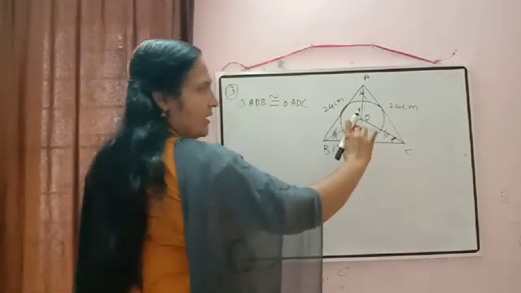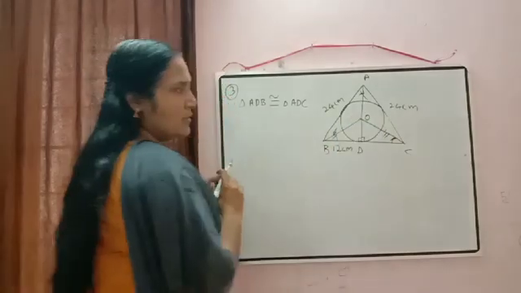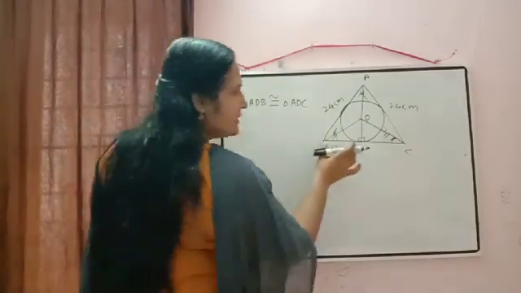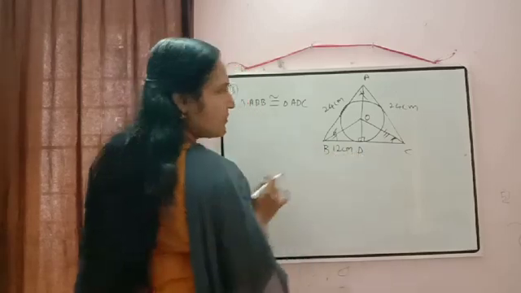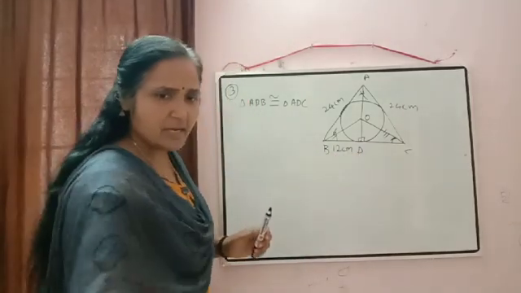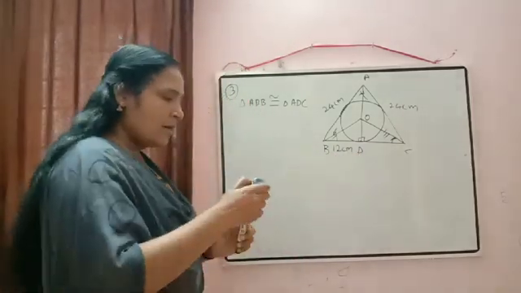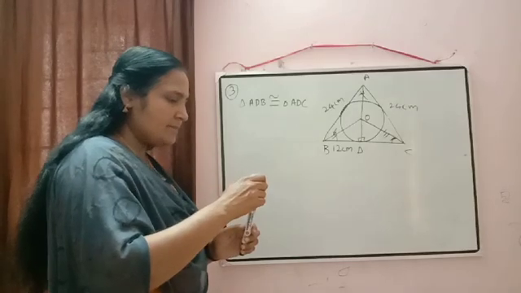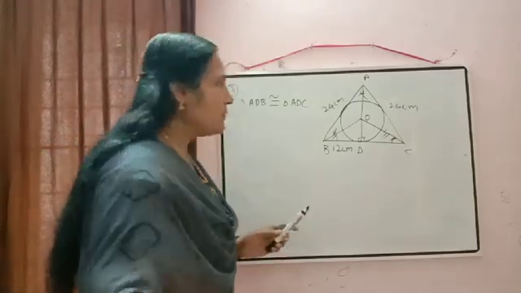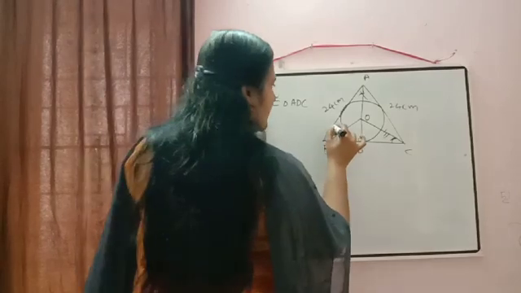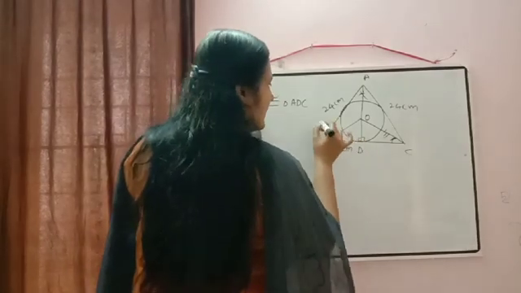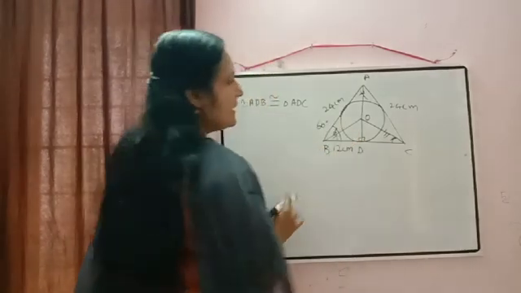Okay. Now here OD we have to calculate, and BD is given as 12 centimeters. So somewhere we need one more angle. What is the total angle B? It is an equilateral triangle, so total angle B will be equal to 60 degree.